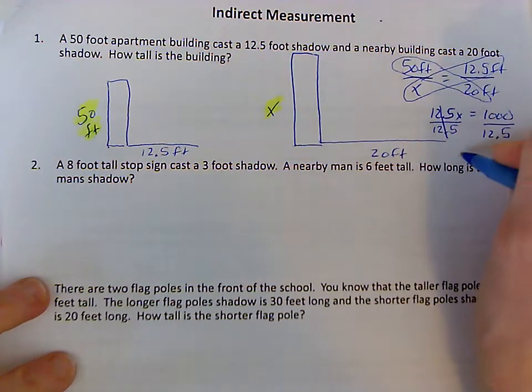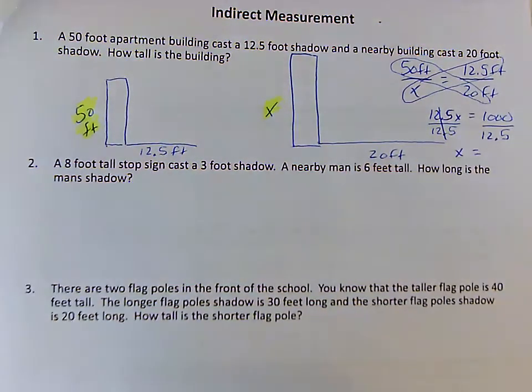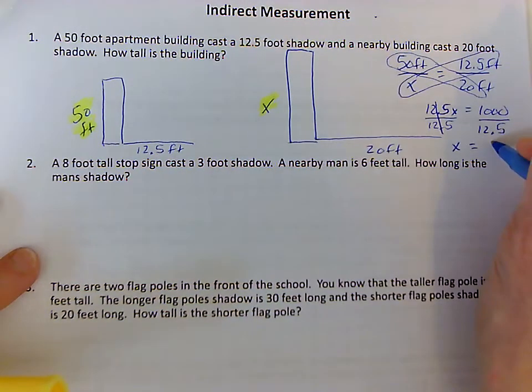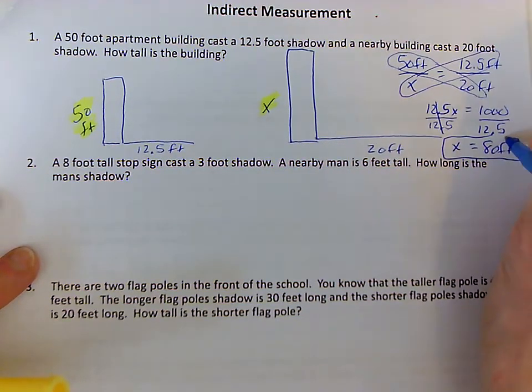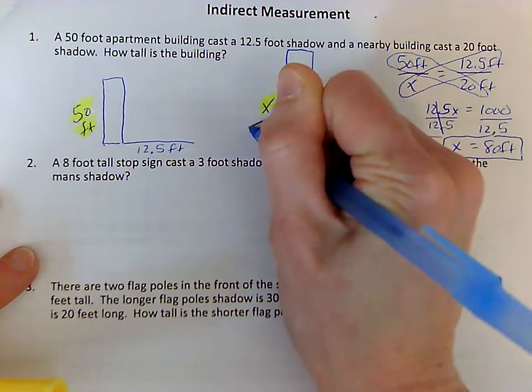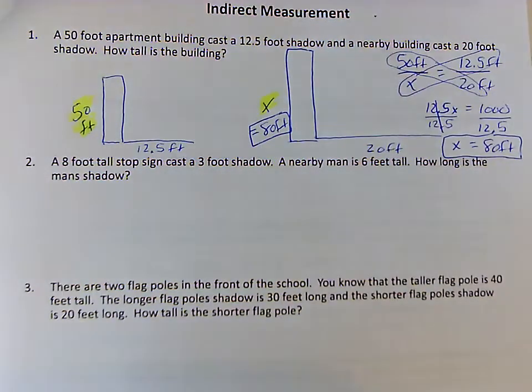Okay, so X equals, so go ahead and divide that out. 1,000 divided by 12.5, and see what you get. You should get that X equals 80 feet. So the height of the nearby building is 80 feet.